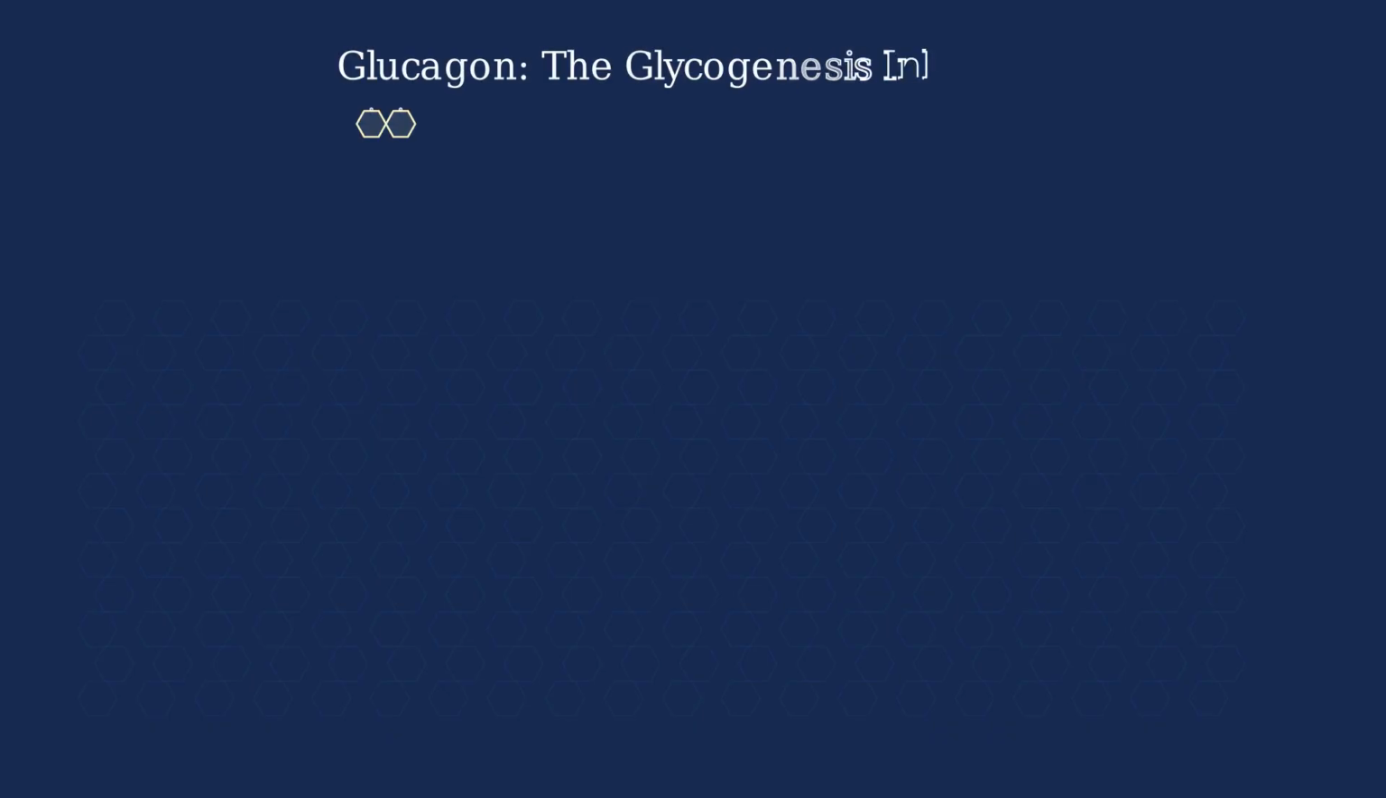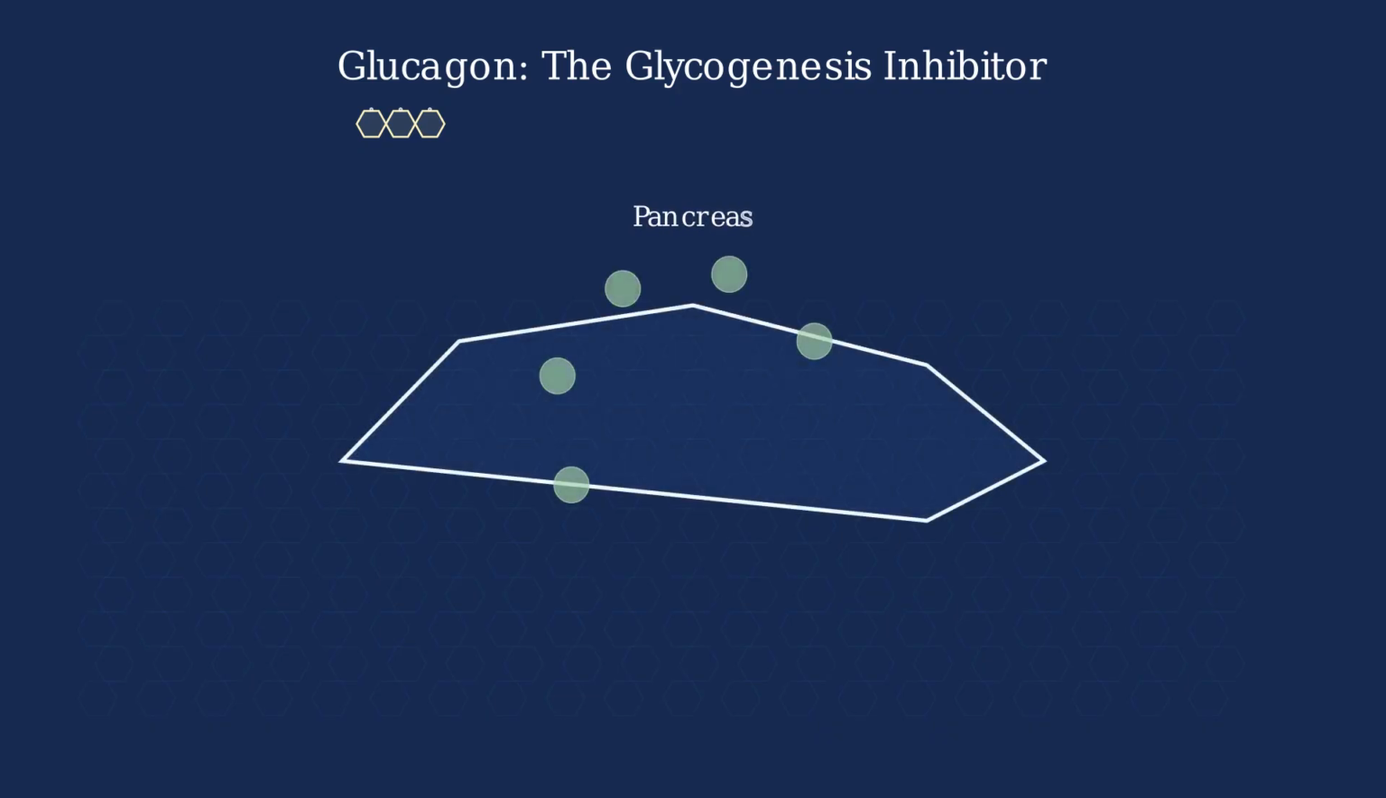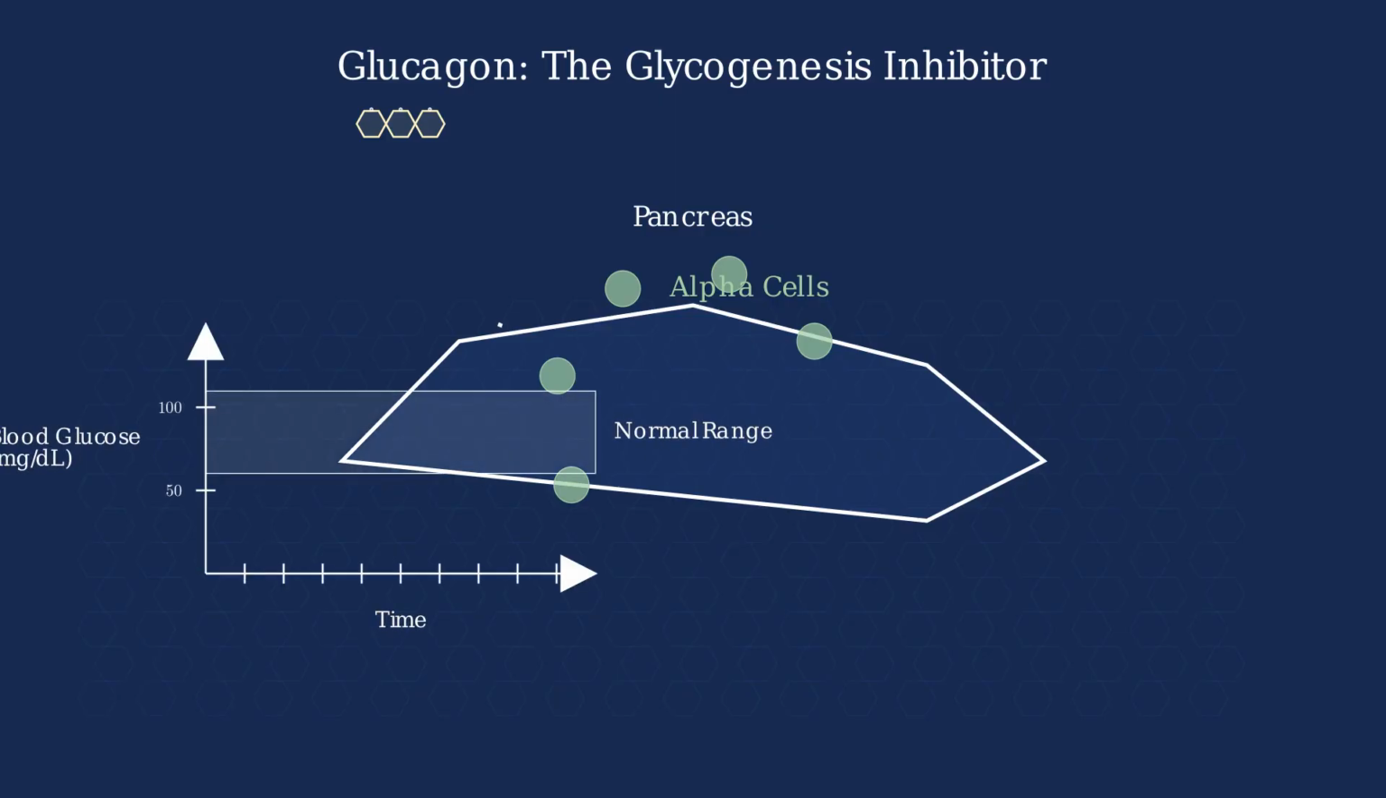Glucagon is a critical hormone that inhibits glycogenesis when blood glucose levels drop. Glucagon is produced by the alpha cells of the pancreas when blood glucose levels fall below normal. When blood glucose levels fall below the normal range, alpha cells release glucagon into the bloodstream.